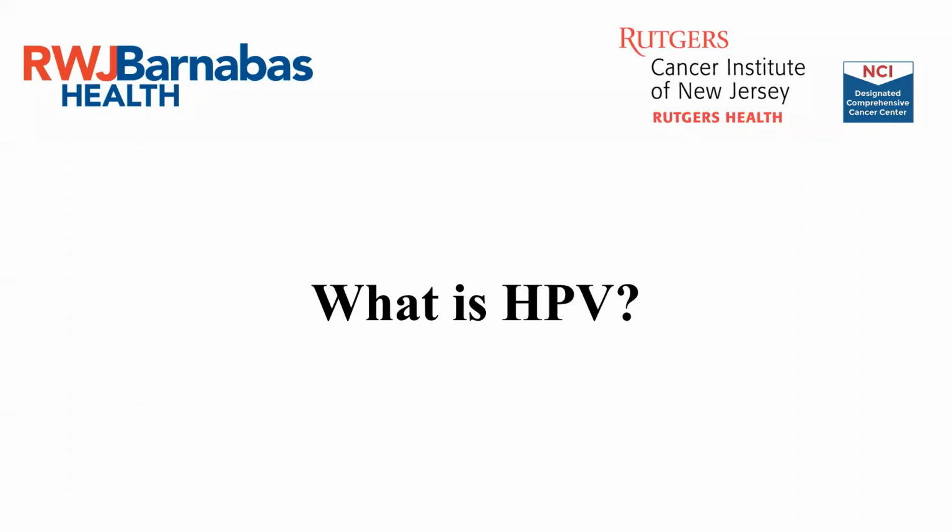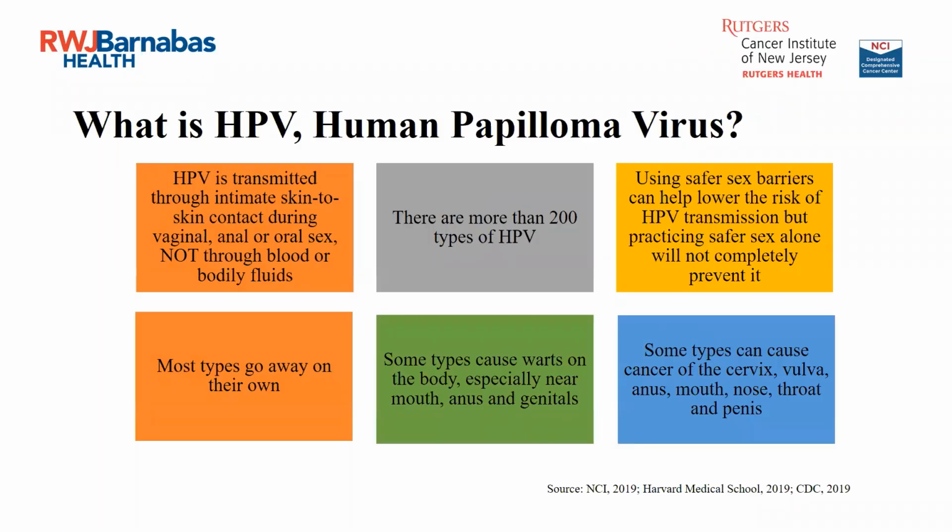Okay, so now that I've talked about the reasons behind different cancer disparities in the LGBT community, I want to just focus on HPV-associated cancers. But before I actually do that, what exactly is HPV? So HPV stands for human papillomavirus. It's a virus that is passed through intimate skin-to-skin contact during vaginal, anal, or oral sex, not necessarily through blood or bodily fluids as is commonly assumed.